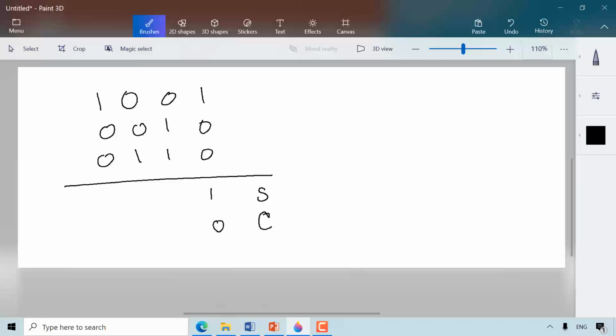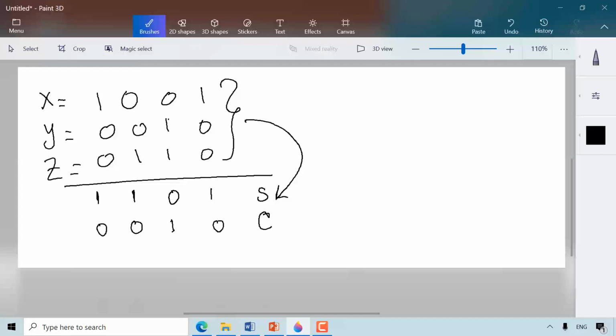Okay, 0 plus 1, that's a sum of 0 and a carry of 1. 0 plus 0 plus 1, that is a sum of 1 and a carry of 0. 1 plus 0, that is a sum of 1 and a carry of 0. Now, I can say that I have compressed this into this. So if I call these numbers x, y, z, I can say that x plus y plus z equals the sum plus 2 multiplied by the carry.